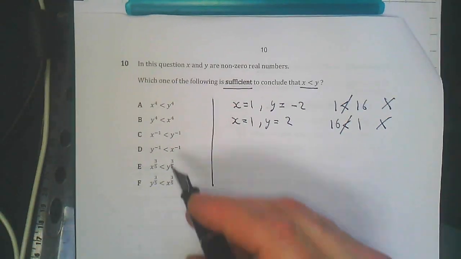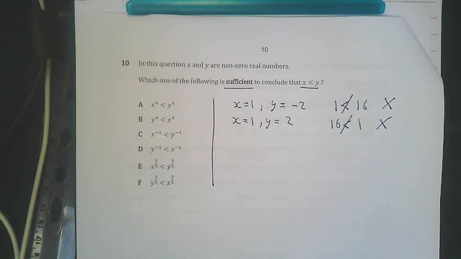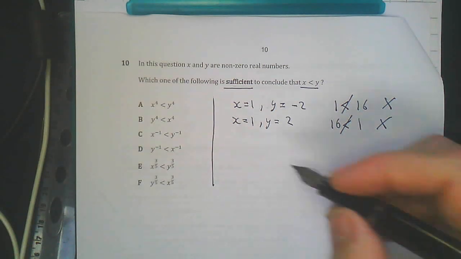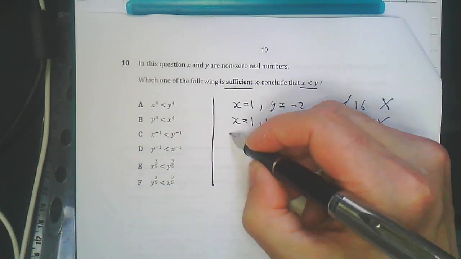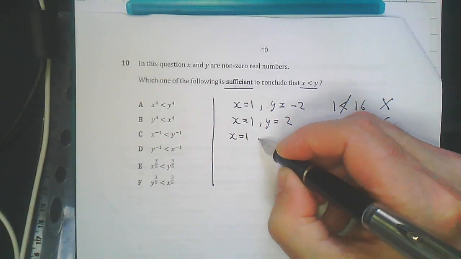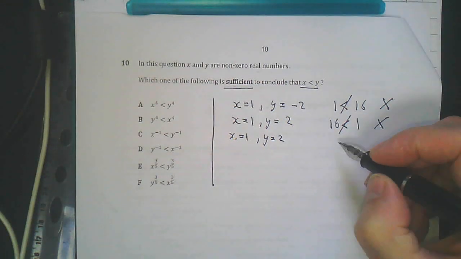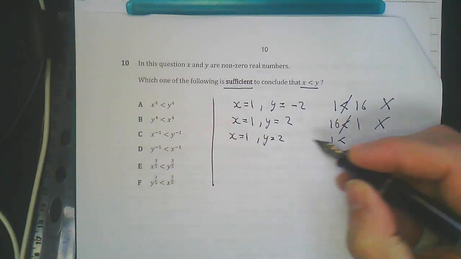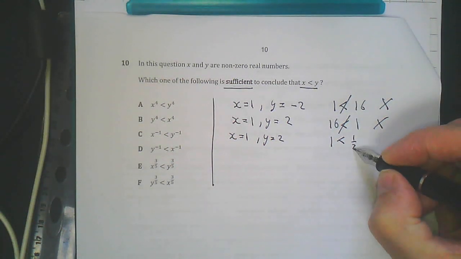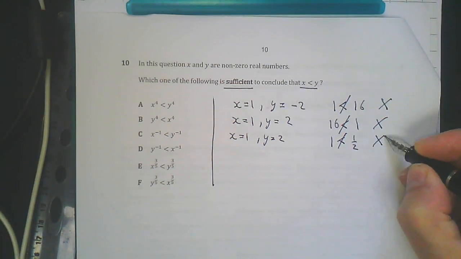For the third one, this is just 1 over X is less than 1 over Y. So for this, let's try X equals 1, Y equals 2 again. We're getting 1 over 1 is less than 1 over 2. Again, 1 is not less than a half, so that's not true. That's disproved too.